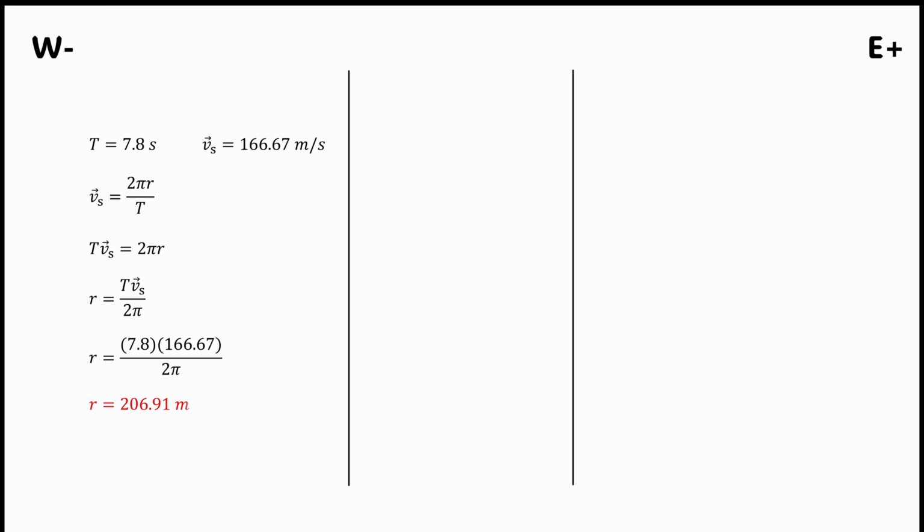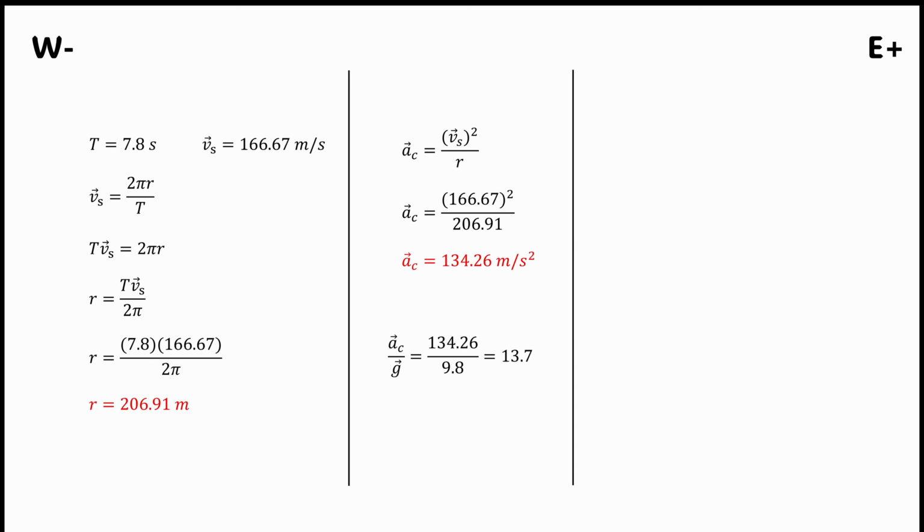By analyzing the scene, we can estimate that the snow speeders complete the loop in 7.8 seconds. Thus, using the uniform circular motion relationship, velocity equals 2πr/T, we can get that the radius is 206.91 meters. Thus, the centripetal acceleration is 134.26 meters per second squared. And the corresponding g-force would be 13.7, which is more realistic than the loop in scene 2, but still above the average g-force felt by fighter pilots.